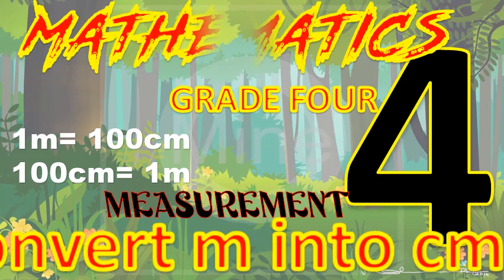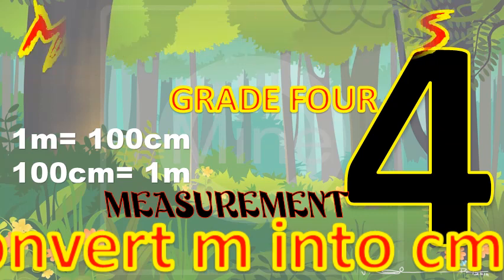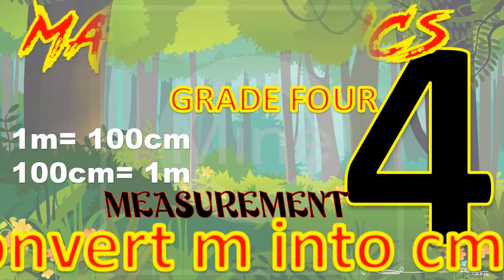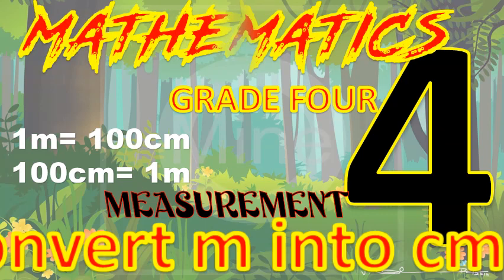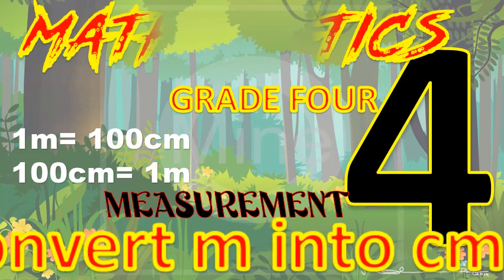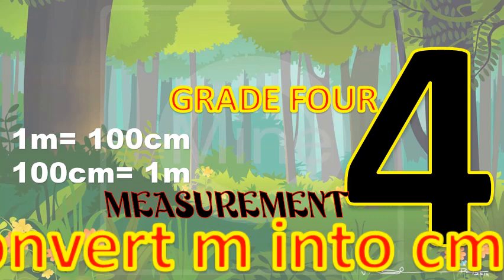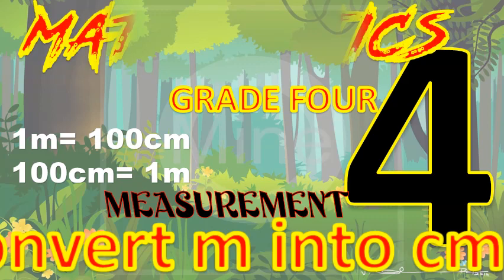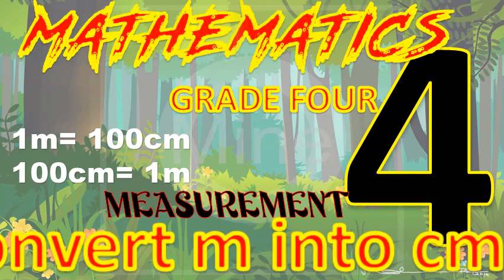So, I will convert the 2 meters into centimeters. 2 meters multiplied by 100 to get 200 centimeters. I will then take 200 centimeters and add it to 35 centimeters to get 235 centimeters. The answer you will get when converting 2 meters and 35 centimeters into centimeters is 235 centimeters.